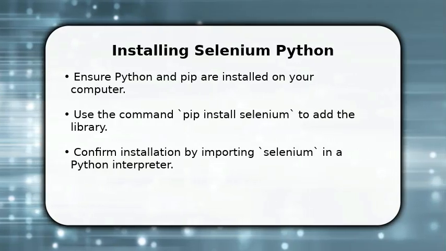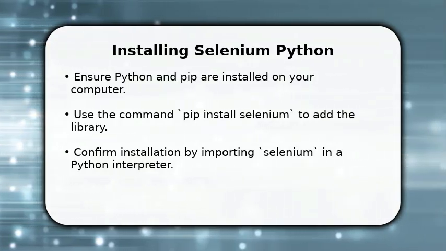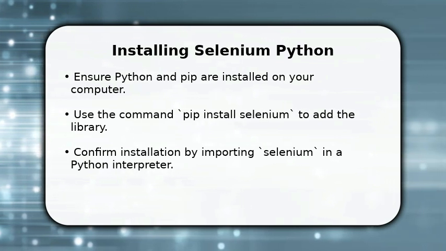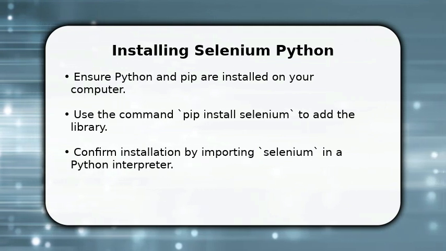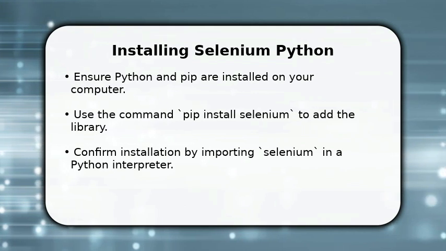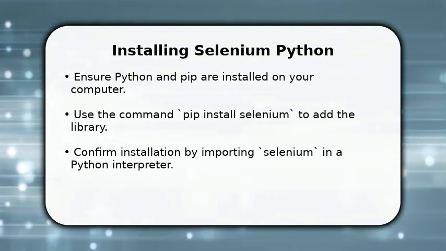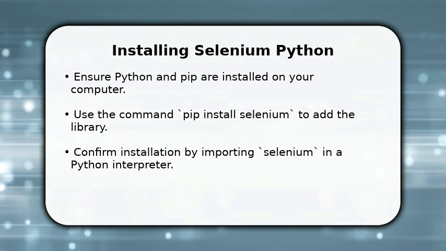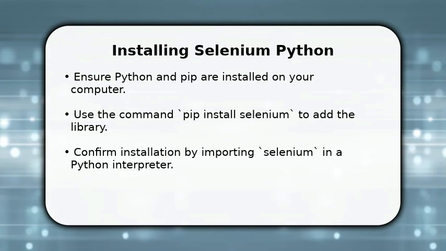In this video, I will explain how to get Selenium Python. First, make sure you have Python and pip installed on your system. Then, open your terminal or command prompt and simply type pip install selenium. This command will download and install the necessary Selenium library files. To verify it's ready, open a Python interpreter and try to import Selenium. If no errors appear, you're all set for the next step.